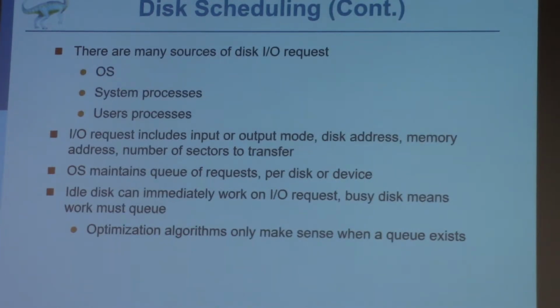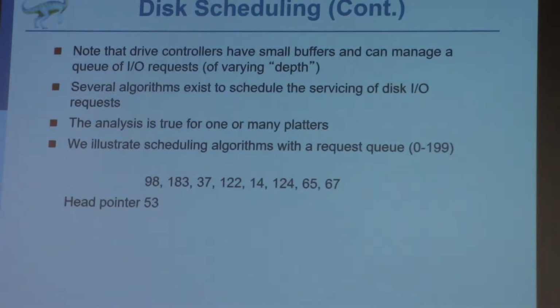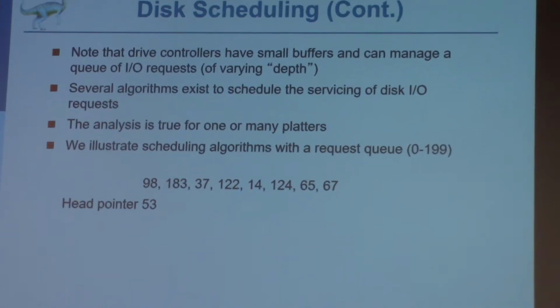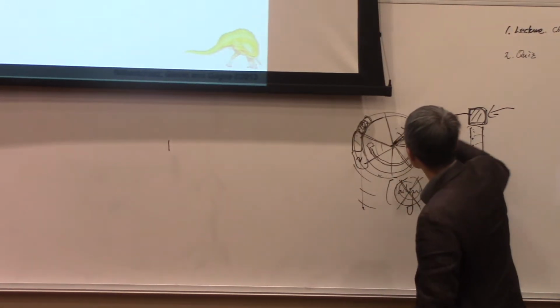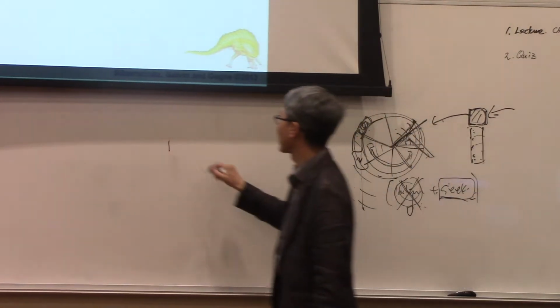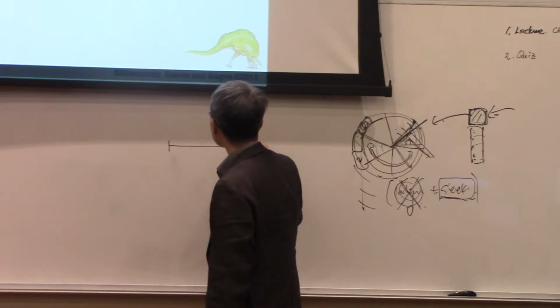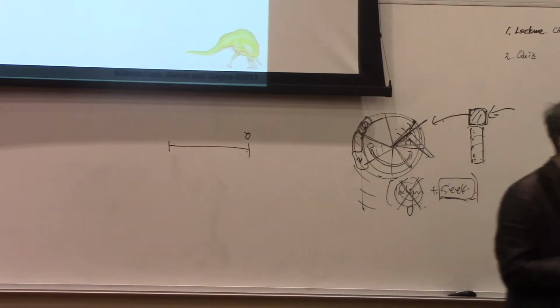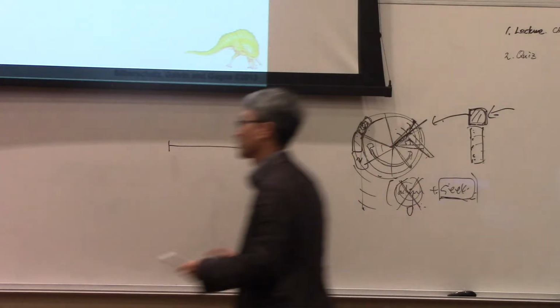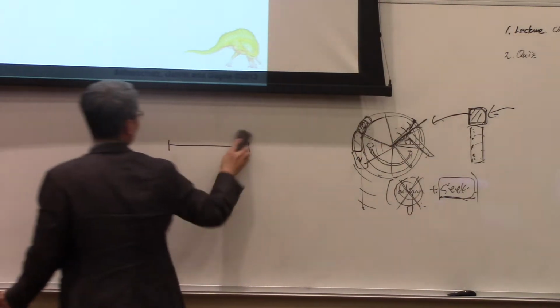To do that, since we assume that we do not consider the rotational latency, we can simplify the problem. We cut this slice this way, with cylinder number 0 on the left, for better understanding, because we are familiar with 0 at the left.